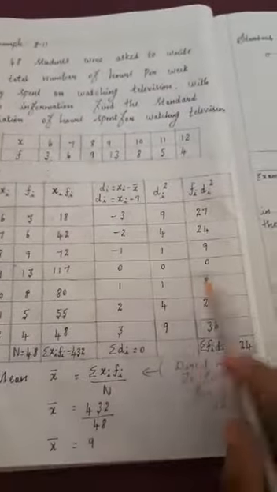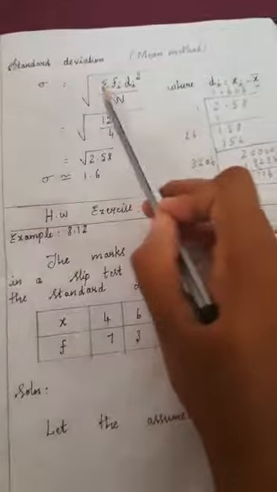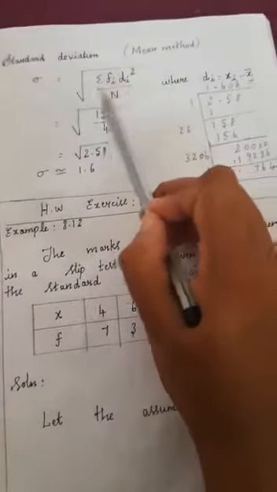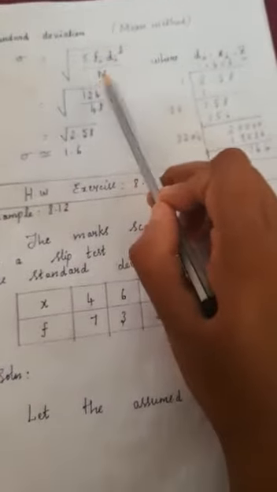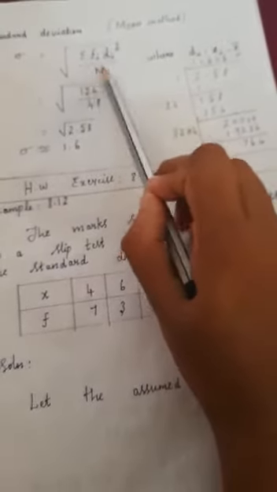So the next one, by mean method, what is the formula? Sigma is equal to square root of summation fi di square divided by n. This is the mean method formula if the given data is group data. N means, as I already said, if you add all the fi values, that is the n value, the number of observations.